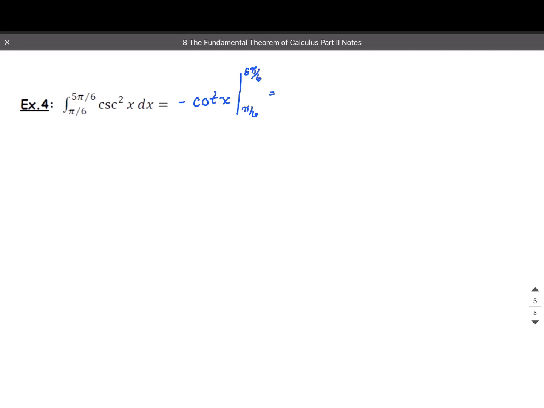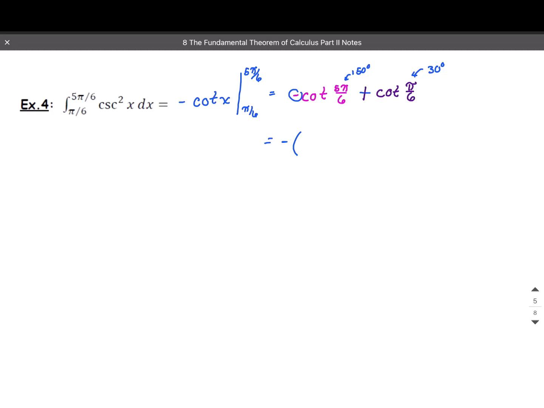Okay, so we plug in the top number first, so it's the negative cotangent of 5 pi over 6, minus, now we're going to take the negative cotangent of pi over 6. Now remember, guys, pi over 6, in case you're stuck on degrees, pi over 6 is 30 degrees. 5 pi over 6 is 180 minus 30 degrees. That's 150 degrees. Okay. Now, we've got this negative, so I'm going to bring that down.